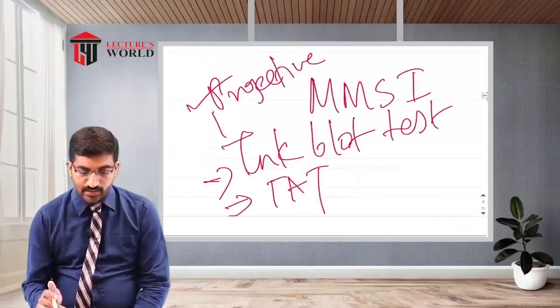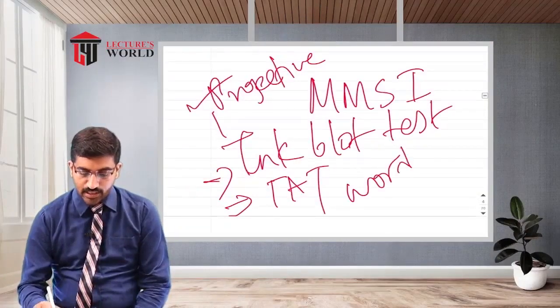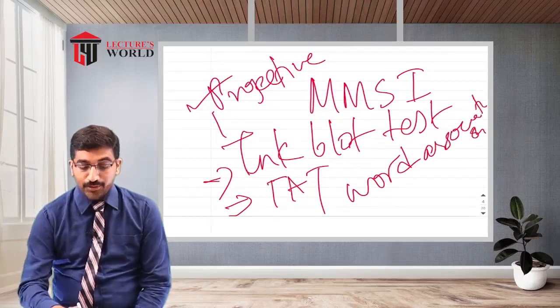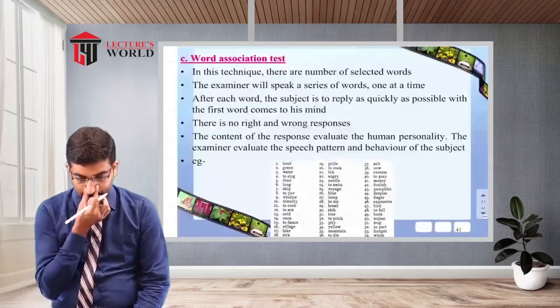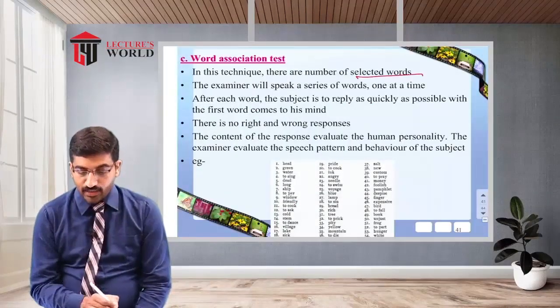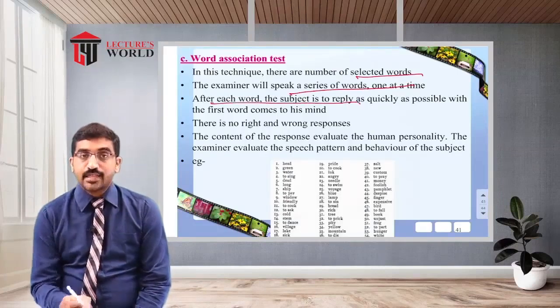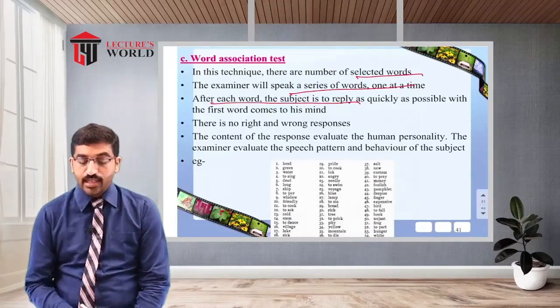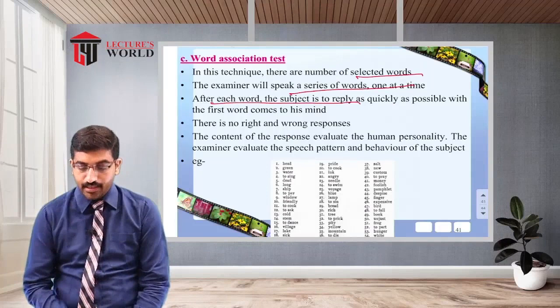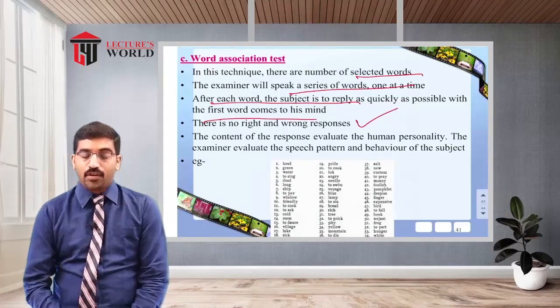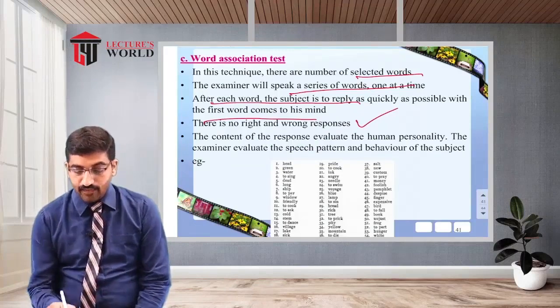The next projective test is the word association test. Word association means we will give some words to the patient and they have to associate with them. The examiner will give a series of selected words at a time. After each word, the subject is asked to reply as quickly as possible with the first word that comes to mind. There is no right or wrong answer. The content will evaluate that person.